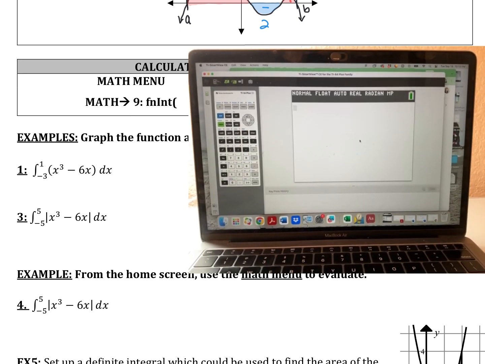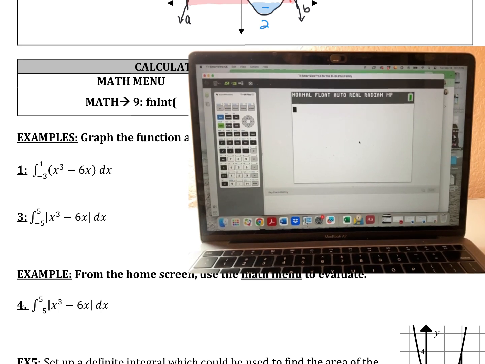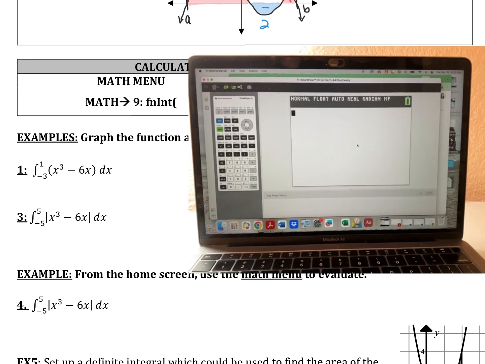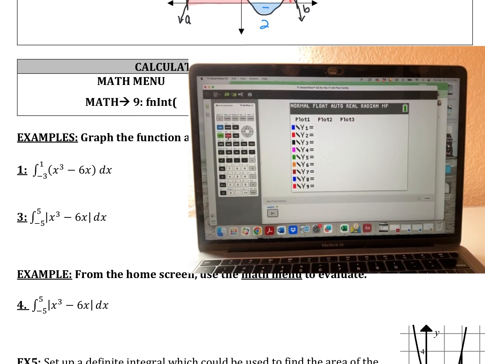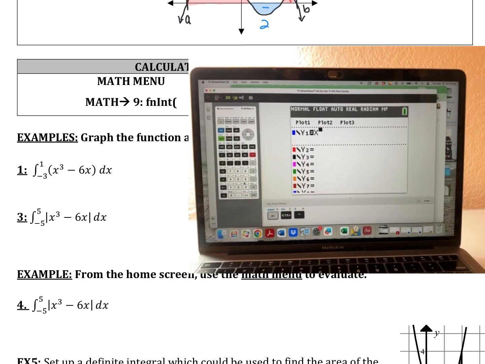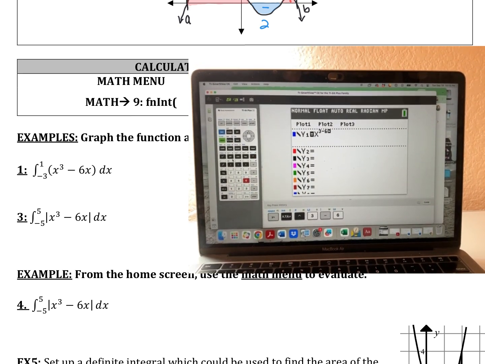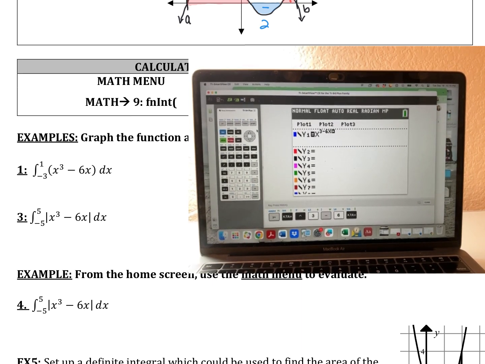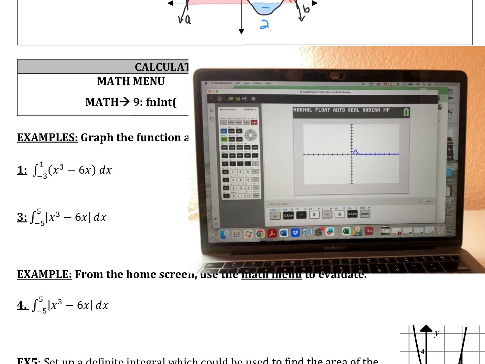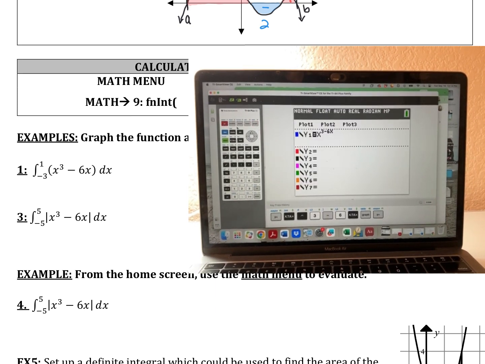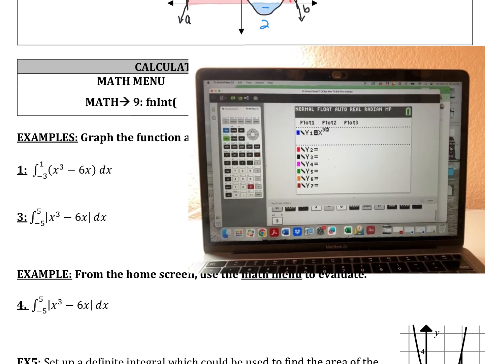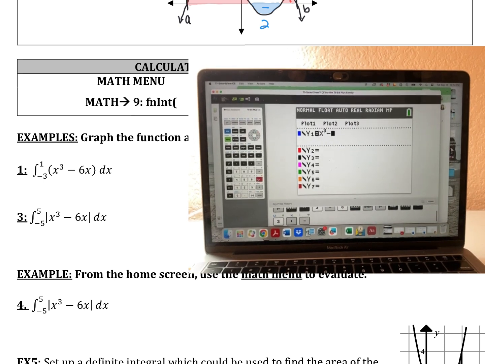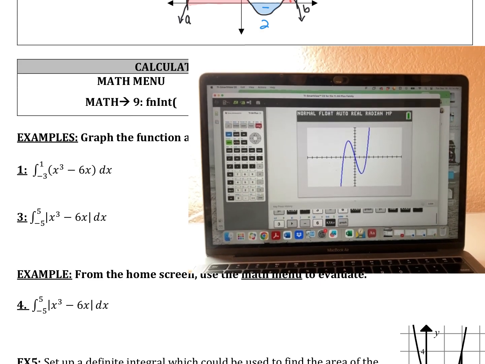Okay, we are going to go to our graphing calculator, and we are going to go to the y equals menu. So I'm going to go to y equals, and here I'm going to type in my function, which was x to the third minus 6x. And I'm going to hit graph. Oh, something's not right. Okay, let's try that again. Let's do x to the third minus, gotta go over, 6x. There we go. That will be better. Hit graph.